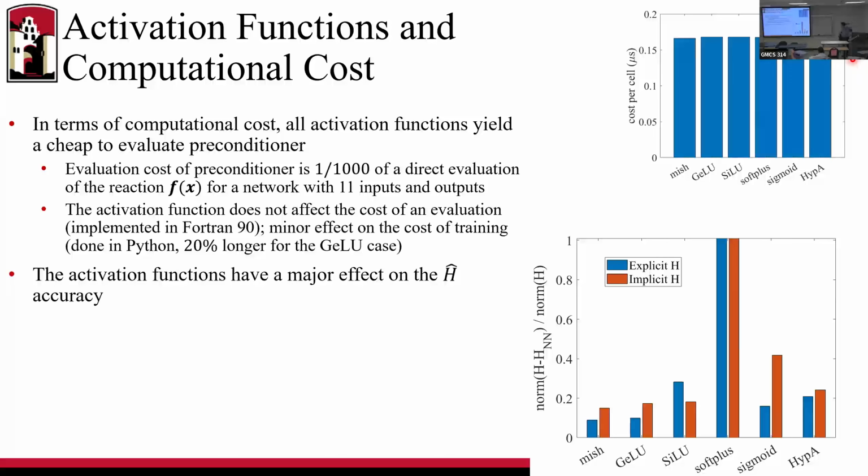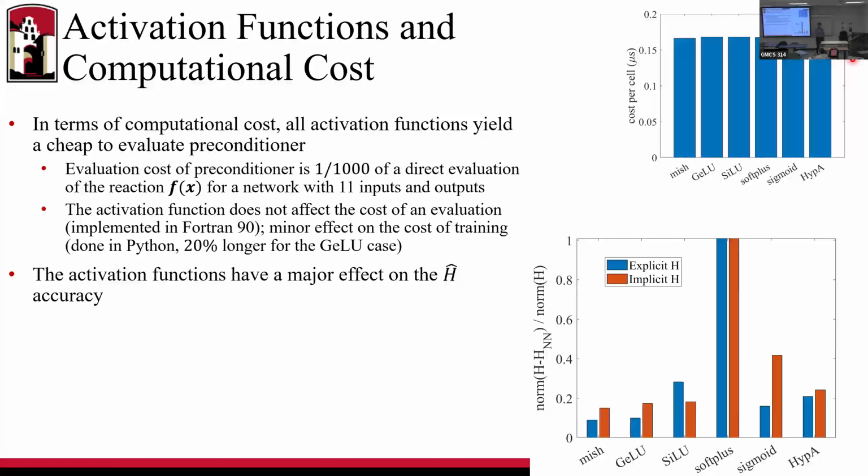Now, the activation function does, however, have a major effect on the Hessian accuracy. Here we have the norm of the Hessian difference divided by the norm of the true Hessian, the average of that. And we can see that depending on which activation function we pick, so the blue ones are the new loss, and the orange ones are the basic implicit loss, depending on which one of those we pick, we get different results. And here we want to have this norm be as low as possible, because that means we're reducing the Hessian error. So the optimal case is going to be Mish with explicit Hessian.